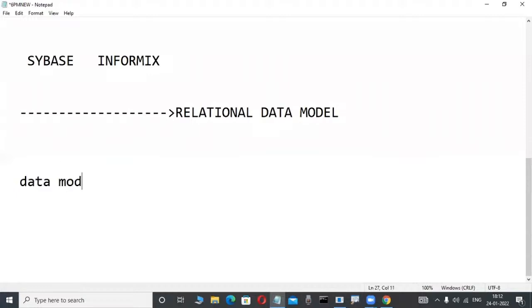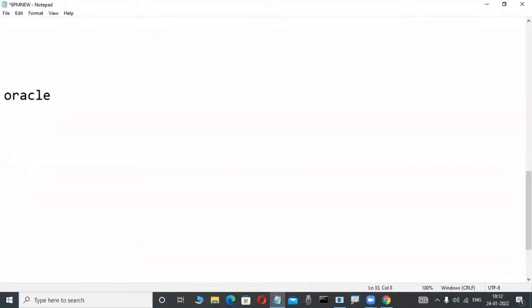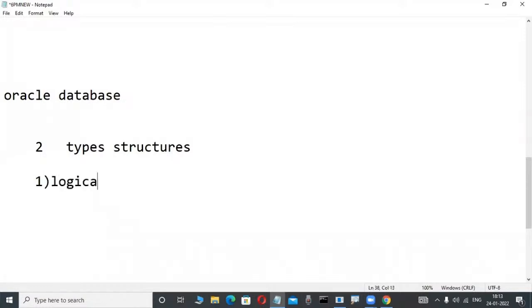What is a data model? Slowly observe it here. Anybody attending the previous class, I am telling one thing. Suppose Oracle is a product. This Oracle database or relational database, anything, an Oracle database has two types of structures, as I told in the previous classes. One is the logical structure, another one is the physical structure. Slowly observe here. Logical structure, I'm telling.